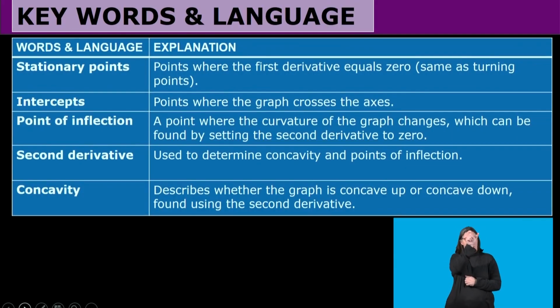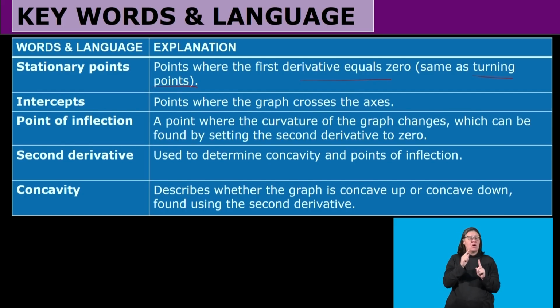Some of the main words that we see when we talk about cubic functions: stationary points. Remember, a stationary point is where your first derivative is equal to 0. Another word for stationary point is a turning point. Your intercepts, that's where the graph crosses either the x or the y axis.